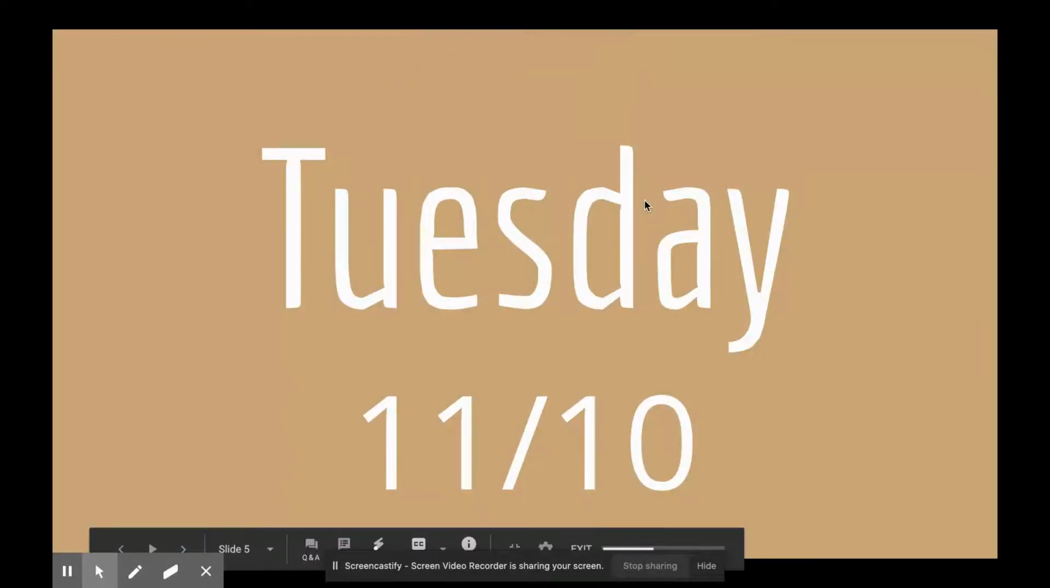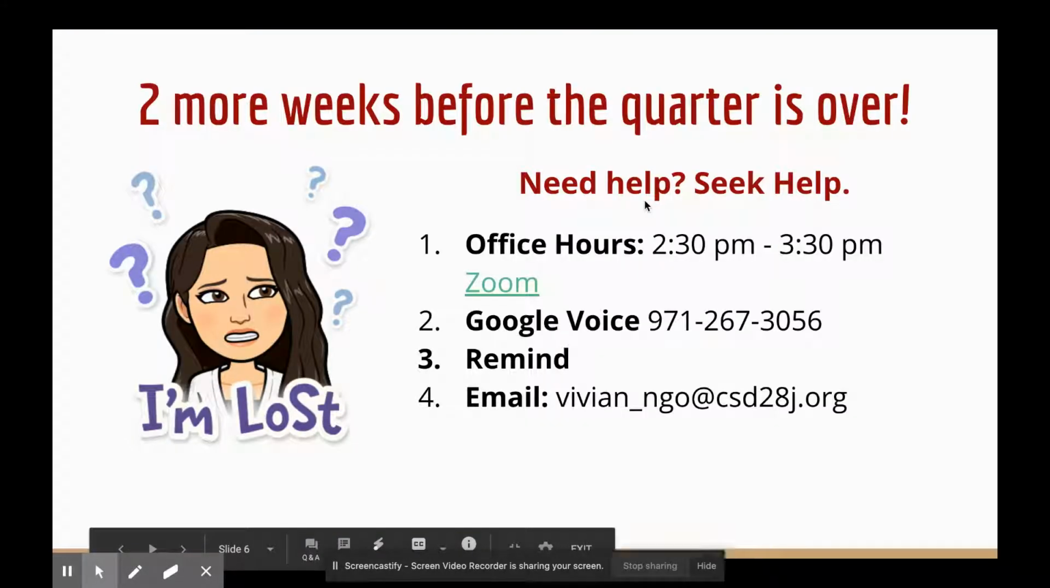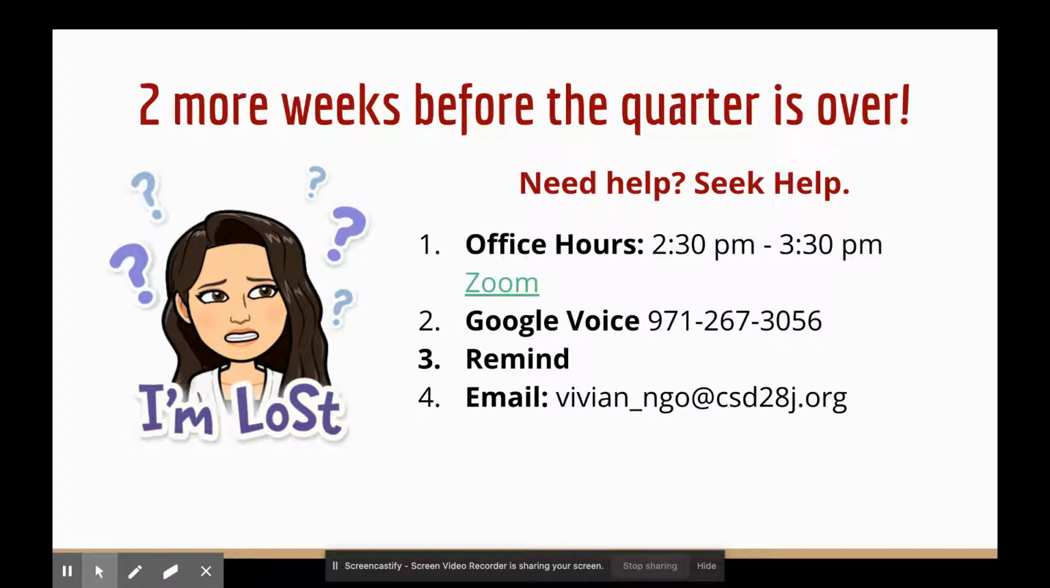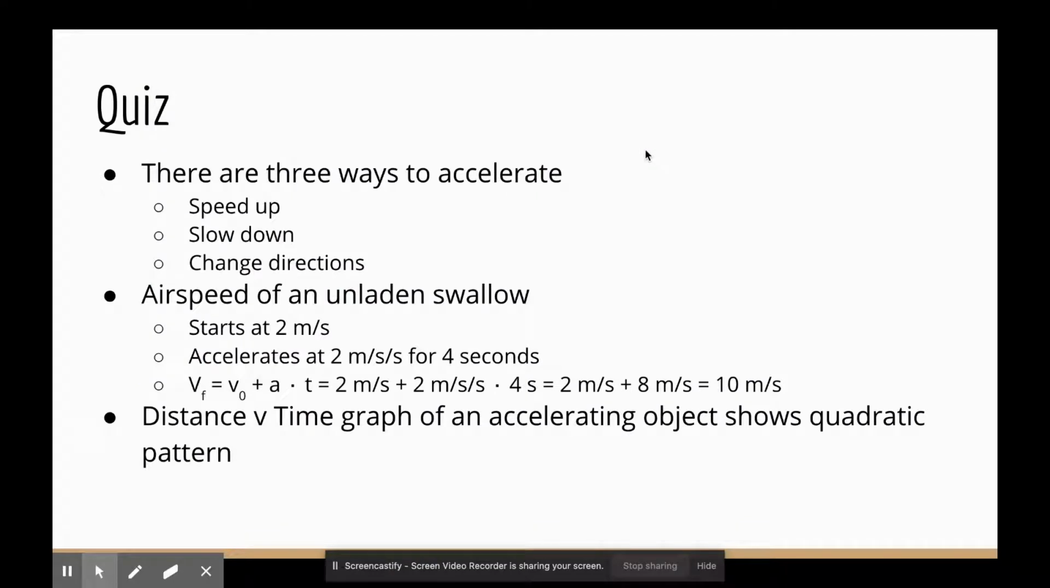Okay, if you missed class today, some things to remember is we have a little bit less than 2 more weeks before the quarter is over. At this point, we only have about a week and a half. So if you need help, ask for help. And then some common things that were incorrect on the acceleration quiz was remember that there are three different ways for acceleration to happen: when an object is speeding up, slowing down, or changing directions.